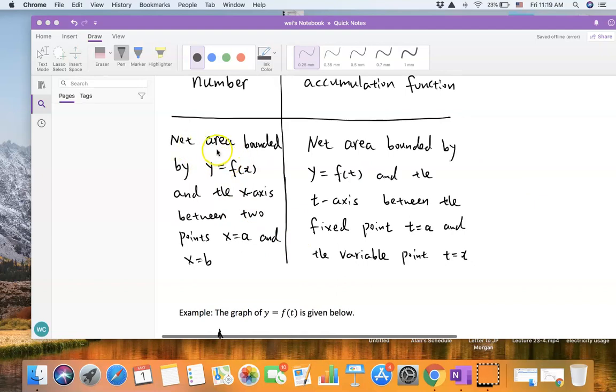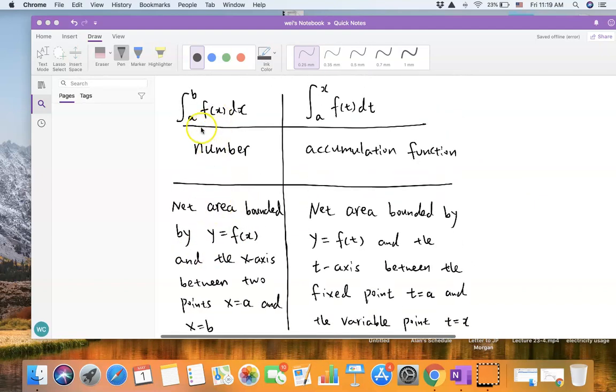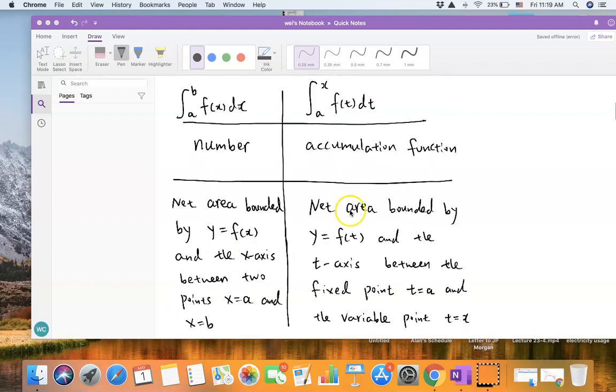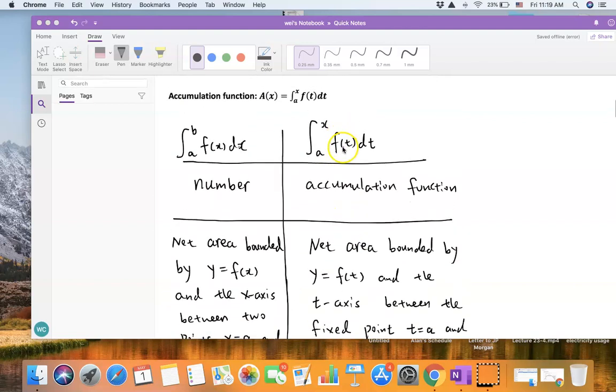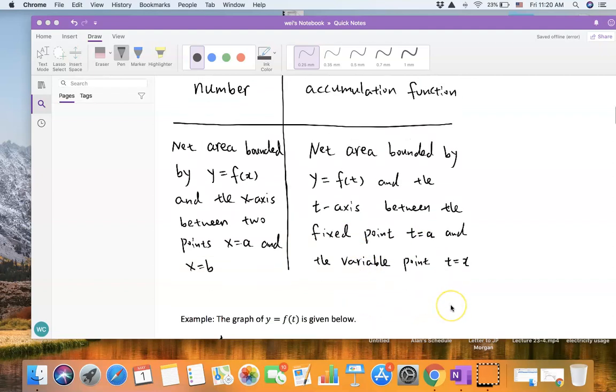So for the definite integral, it's a net area bounded by the graph y equals f of x and the x-axis, and bounded by the two fixed points x equals a and x equals b. And for the accumulation function, the result is a net area bounded by the graph of y equals f of t and the t-axis, and between the fixed point t equals a and the variable t equals x.